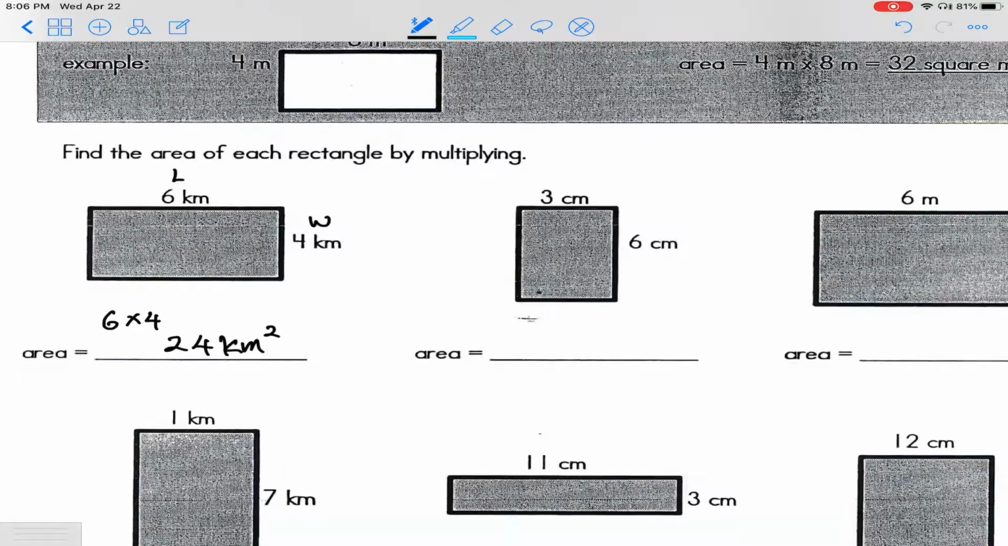Another one that I will do: this is the length, the 3 centimeters, because that's the sideways one. And then 6 centimeters here is the width, because it is the up and down one. Therefore, the area is 3 times 6, which gives me 18 centimeters squared. So it's very simple and very easy. You just need to remember one or two things: you're multiplying length and width, and the square.